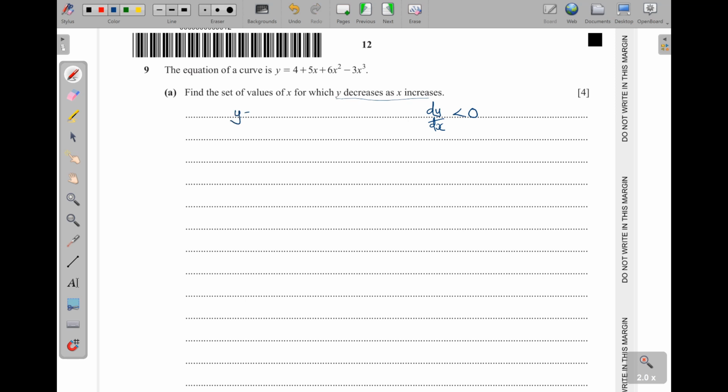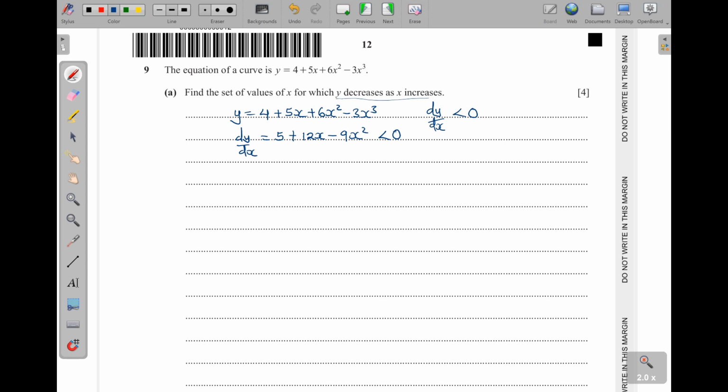If y is 4 plus 5x plus 6x squared minus 3x cubed, then dy/dx is going to be equal to, of course, when you differentiate a constant, it goes. Then when you differentiate 5x, you get 5. Then plus 6x squared, when differentiated, we get 12x. And then minus, when you differentiate 3x cubed, you get 9x squared. Then we say this one is less than 0. Now, this is a quadratic inequality.